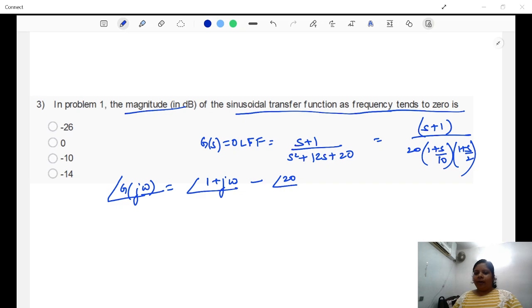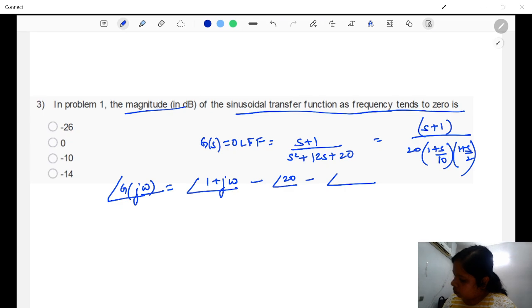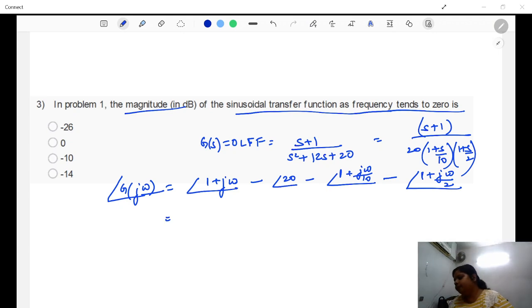Okay, then we want to find out what is the phase here. So from here we can have an angle of 1 plus j omega by 10, an angle of 1 plus j omega by 2, right? If we try to find out the angles, what would it be? Can anyone tell me what is the angle for the first term?